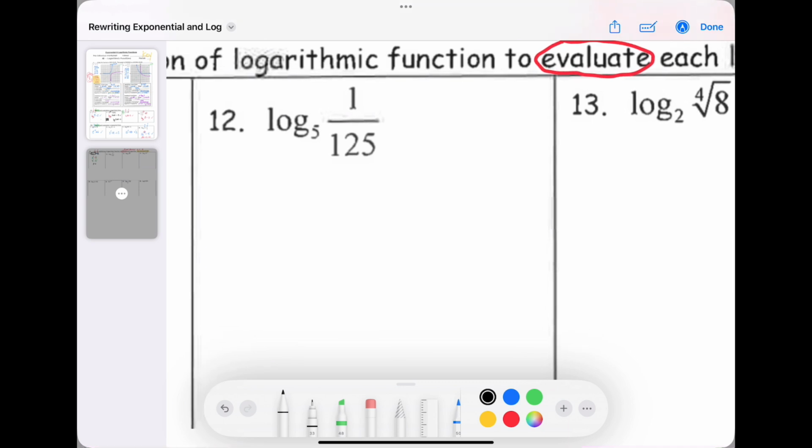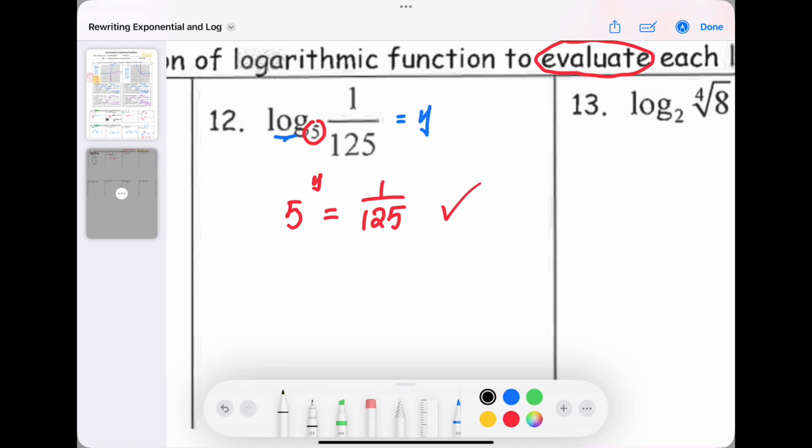Now, all about the base. So log base 5 of 1 over 125. How do I start this question? Evaluate tells me I will give you a final answer y. But because it is a log, I will need to use the exponential to do that. All about the base. The base is 5. Exponential and log functions are inverse functions. So switch. 5 to the power y is equal to 1 over 125.